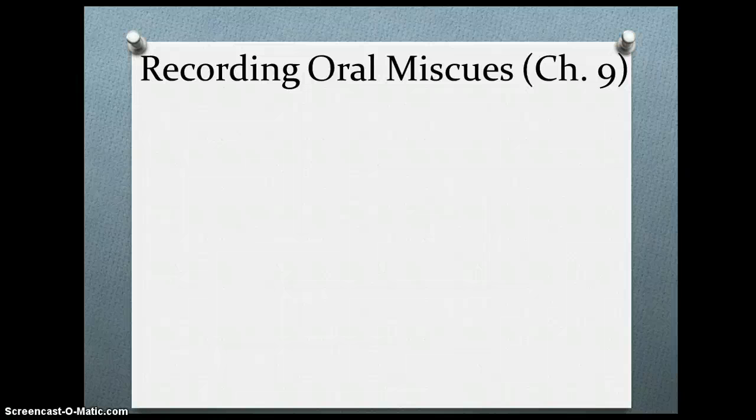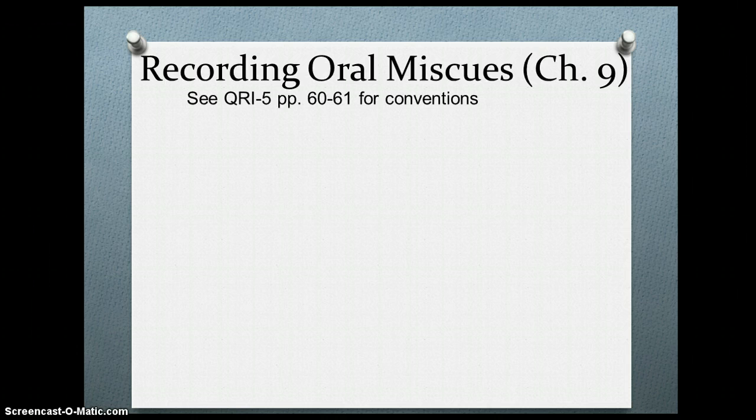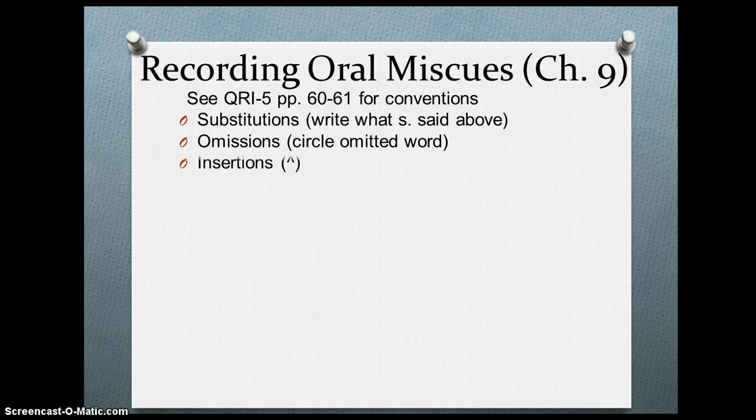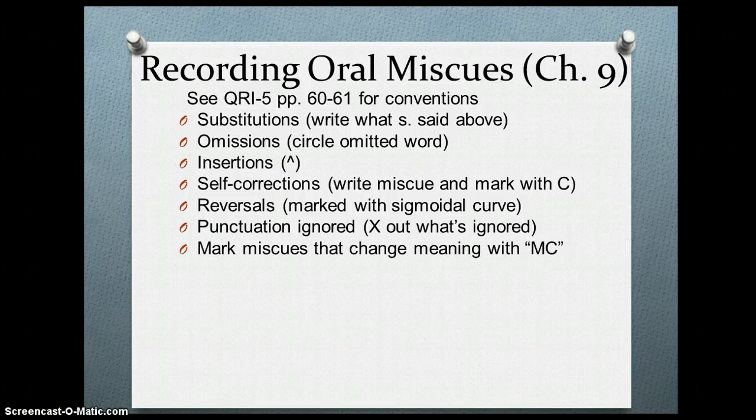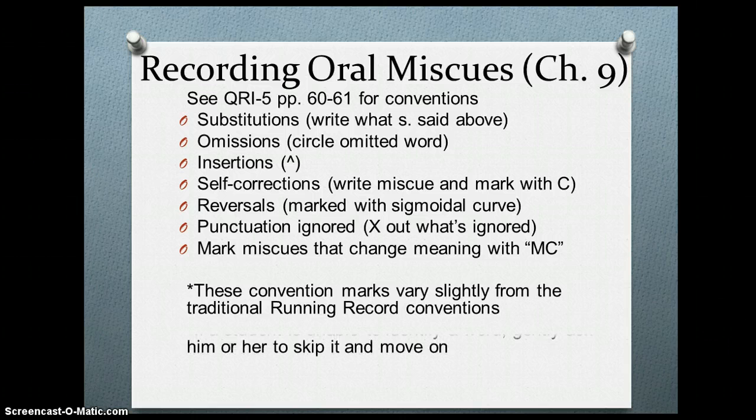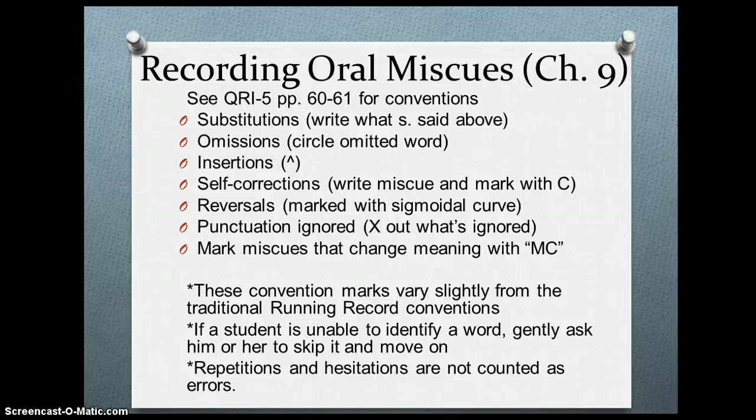All right, this is part three. We just finished discussing how to score and analyze the measures for assessing prior knowledge. Now we're talking about how to analyze and score the oral miscues. So you should know by now how to code and record substitutions, omissions, insertions, self-corrections, reversals, punctuation, meaning changing, etc. If not, go to pages 60 and 61 to see how to do that.